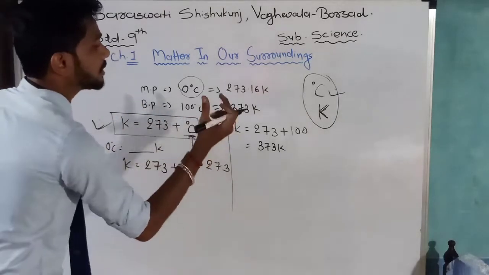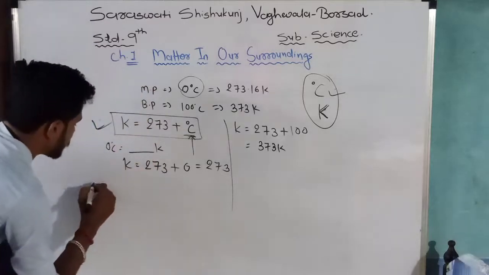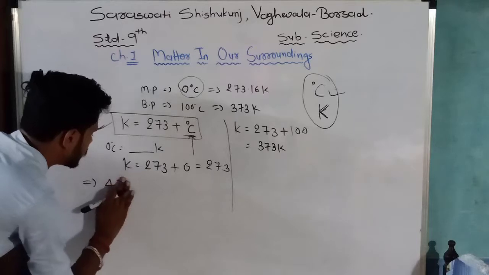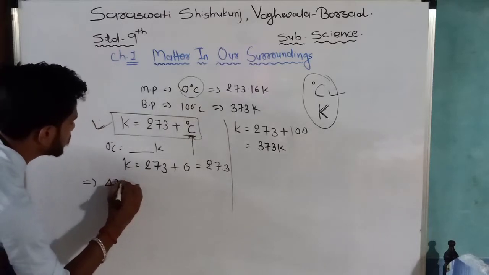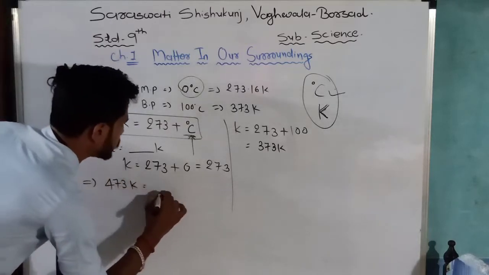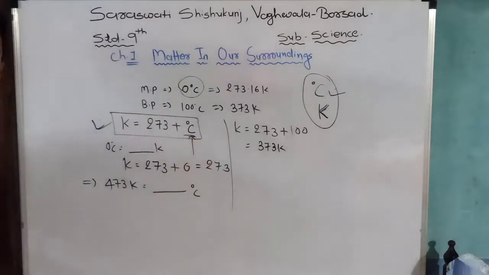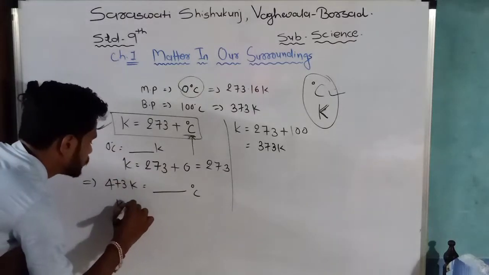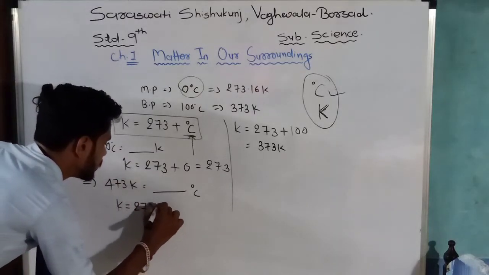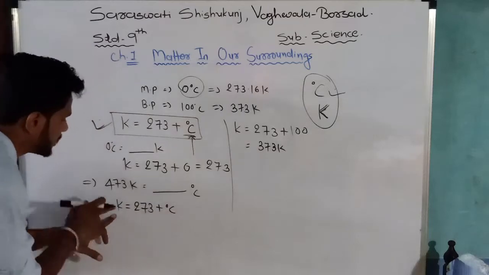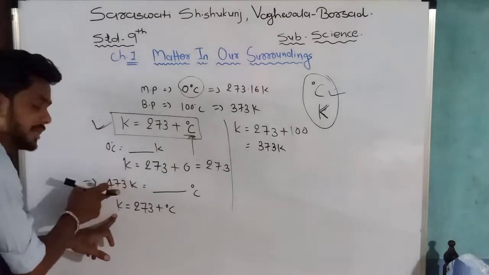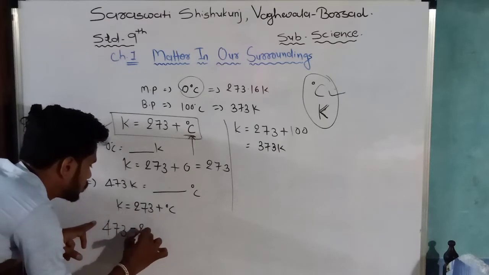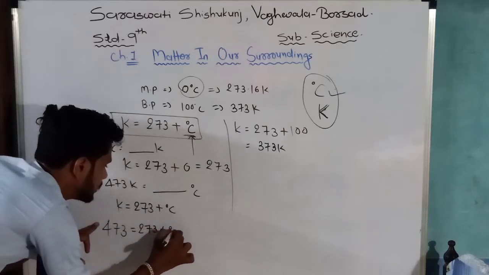We are going to convert Kelvin to Celsius. So suppose we have 400 Kelvin. So let us take 473 Kelvin. So is equal to how much degree Celsius? Again we are going to apply this equation. So K is equal to 273 plus degree Celsius. So what is the K? That is this 473 K. So I am going to put this value, that is 473 K is equal to 273 plus degree Celsius.